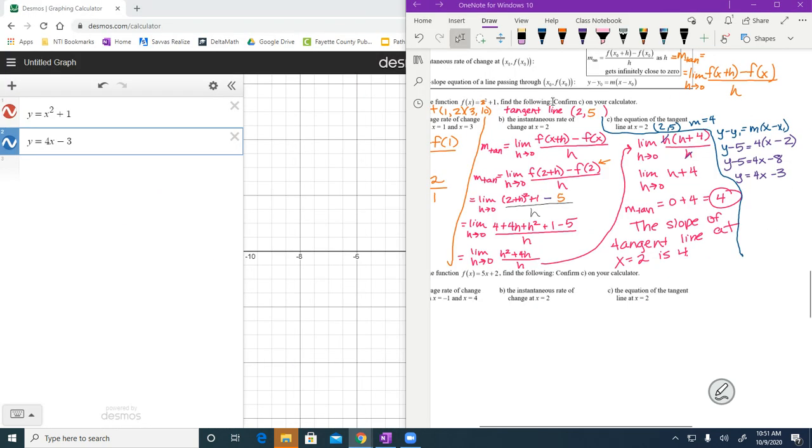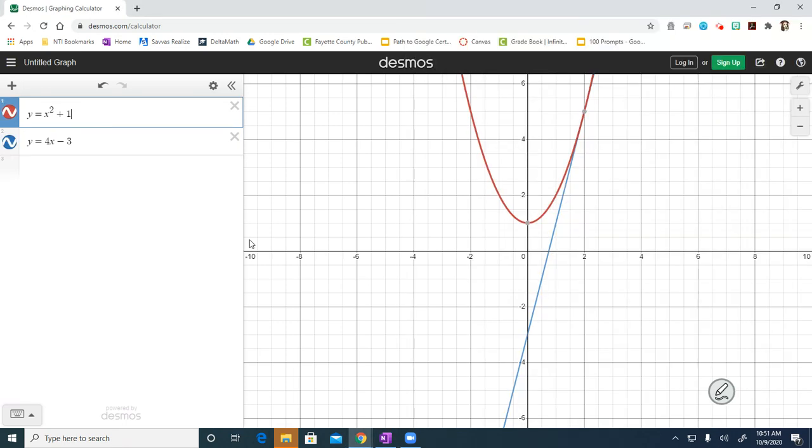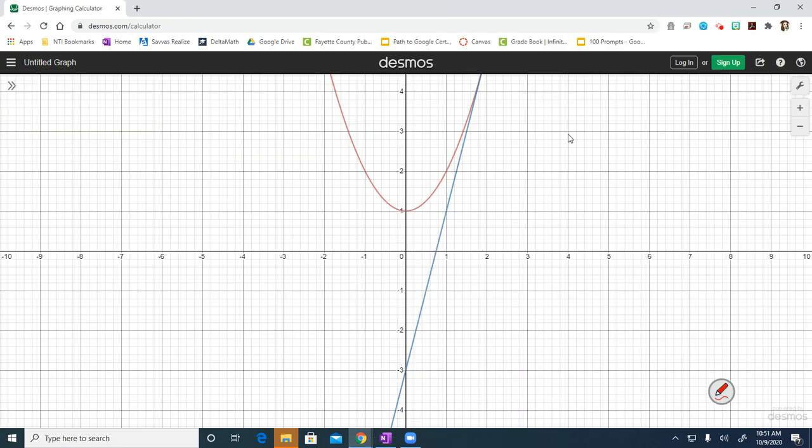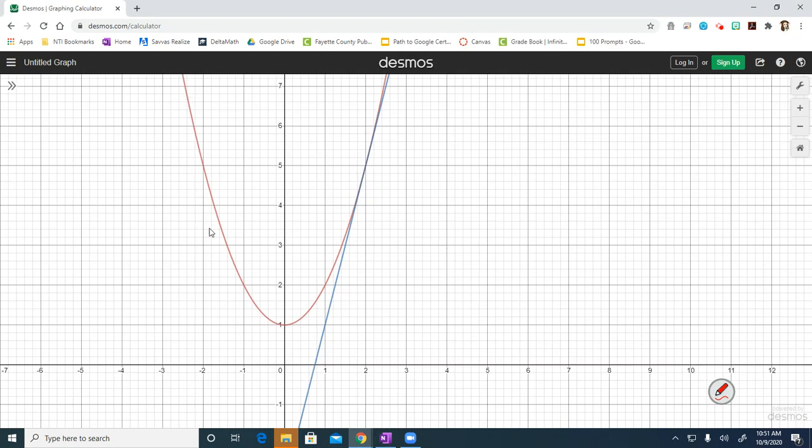Then the directions say to confirm with your calculator. So on my Desmos calculator, I've graphed y equals x squared plus 1 and y equals 4x minus 3, my tangent line. And if I look at the graph, I can see here is the parabola. And at the point where x equals 2, I've written the equation of the tangent line right there. And I can see that the line that I came up with is tangent to that graph at x equals 2.